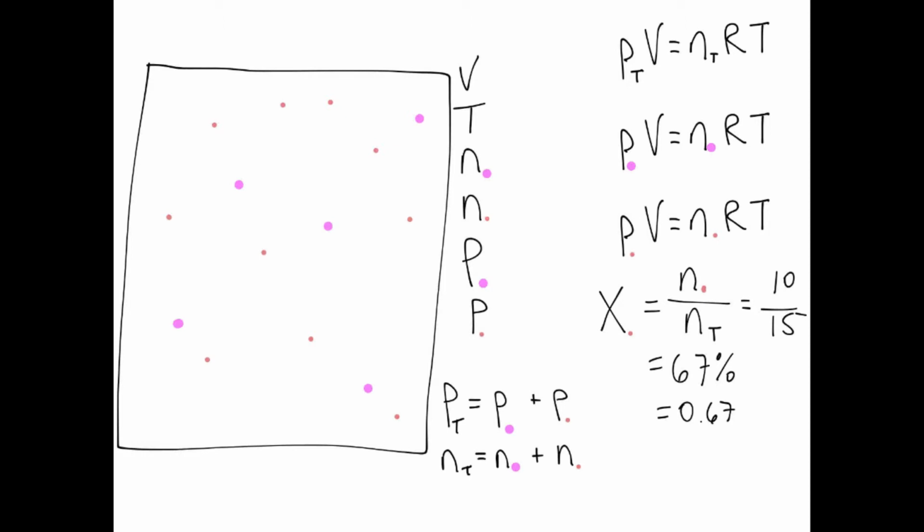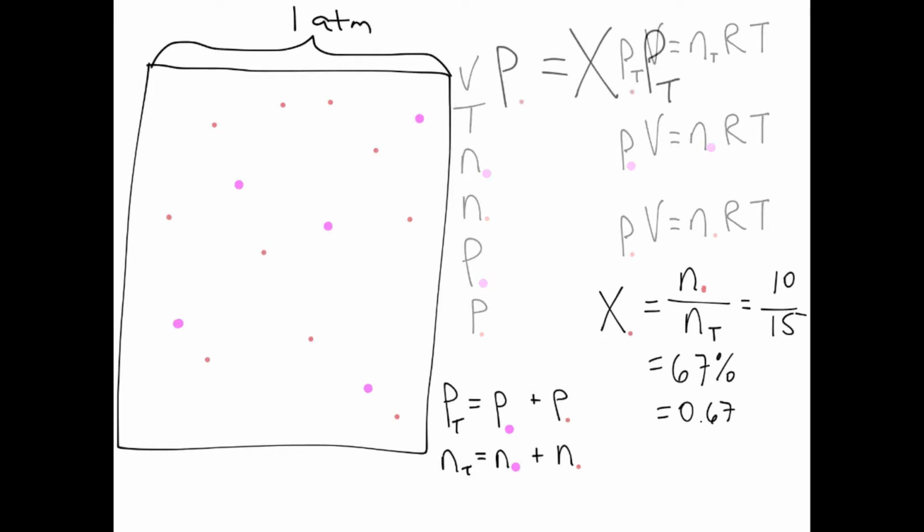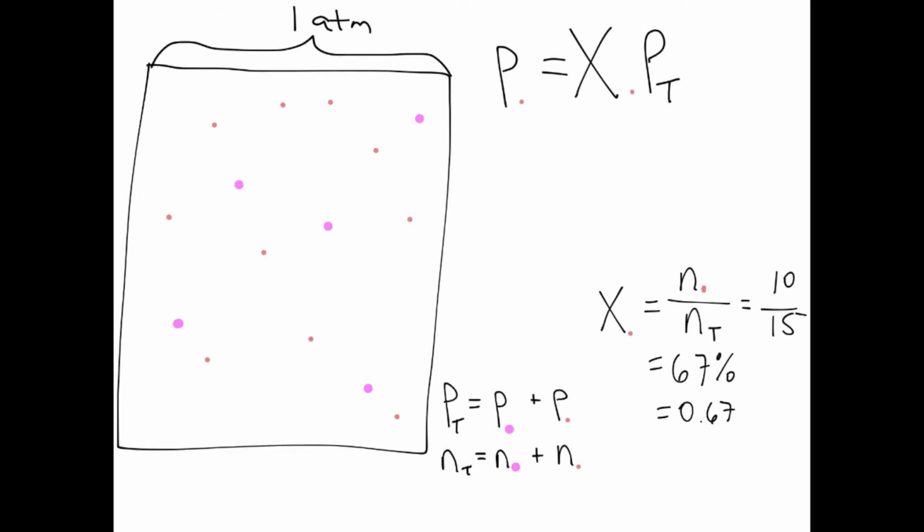Suppose I were to tell you that the total pressure in this chamber was 1 atmosphere. If the total pressure in this chamber was 1 atmosphere, I've determined that 67% of that pressure is due to the red dots. And so the pressure due to that particular component is the mole fraction times the total pressure. So let's write that out. The partial pressure corresponding to one particular component is nothing more than the total pressure multiplied by the mole fraction that that particular component occupies.